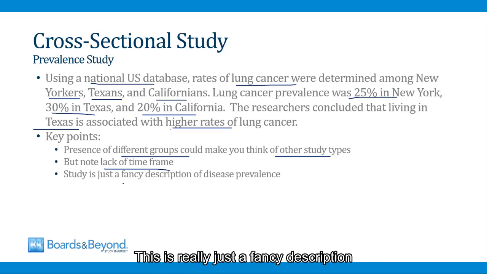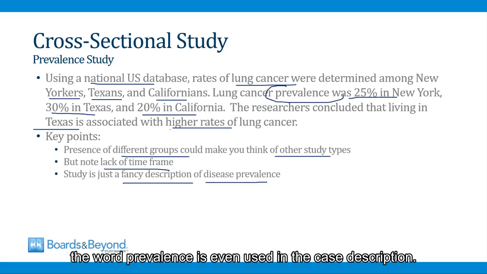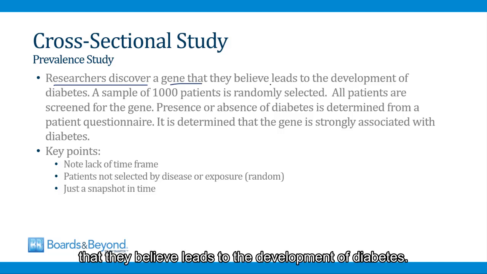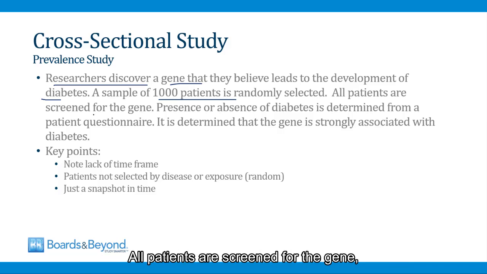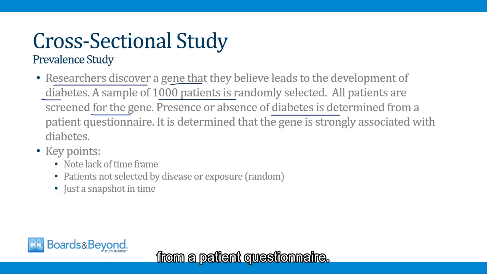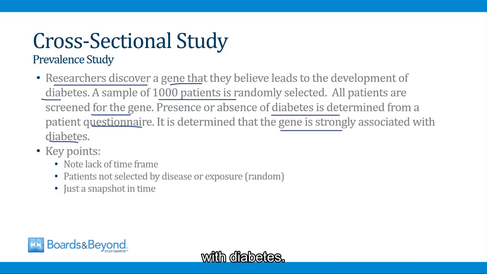This is really just a fancy description of disease prevalence, nothing more, and once again the word prevalence is even used in the case description. And then here's a final example. Researchers discover a gene that they believe leads to the development of diabetes. A sample of 1,000 patients is randomly selected. All patients are screened for the gene. Presence or absence of diabetes is determined from a patient questionnaire. It is determined that the gene is strongly associated with diabetes.